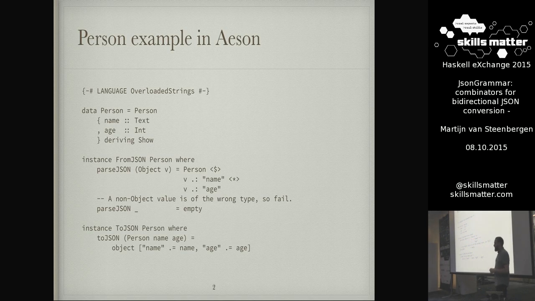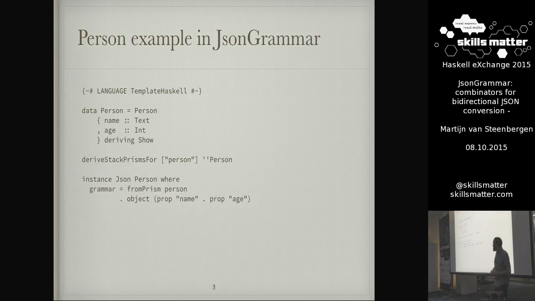So what I wanted to do is, if you want to deviate from the standard generics approach that Aeson gives you, can you write this in one go? And the answer is yes, and that's what JsonGrammar is. So here's the same example, but then in JsonGrammar.